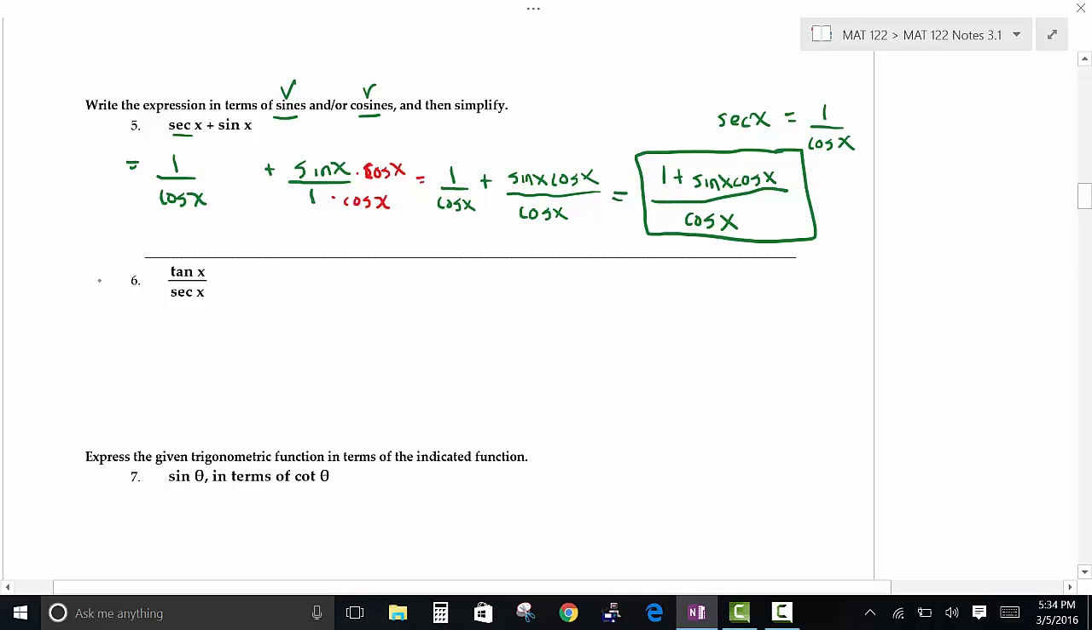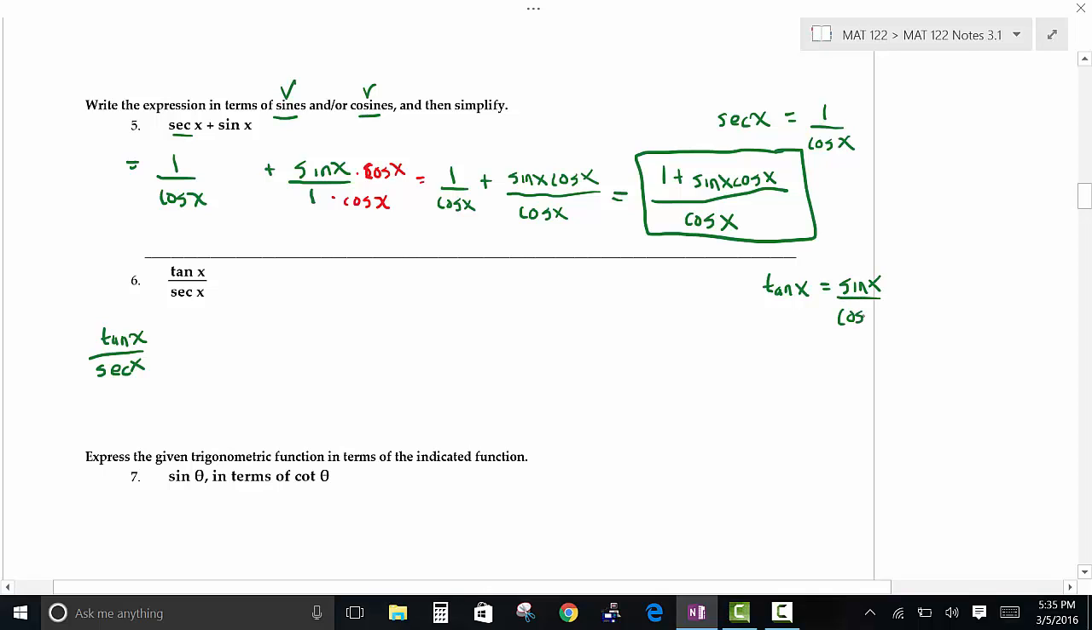Okay, now the next problem, again, we want our answer to have just sines and cosines in it and nothing else. So the idea with this one is going to be, there's a couple of things that will be helpful. First of all, the tangent of x is equal to the sine x over cosine x.